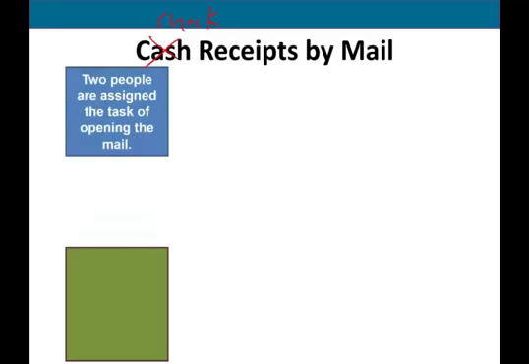What happens if you receive cash receipts by mail? Usually there's no cash receipts by mail. You receive checks by mail because it's illegal to mail cash, but we say cash receipt by mail. It's technically a check. The first thing you need to do is 2 people should be assigned to open the mail.